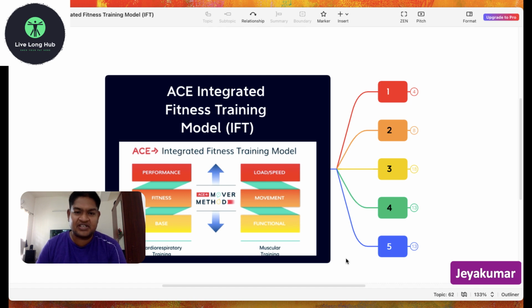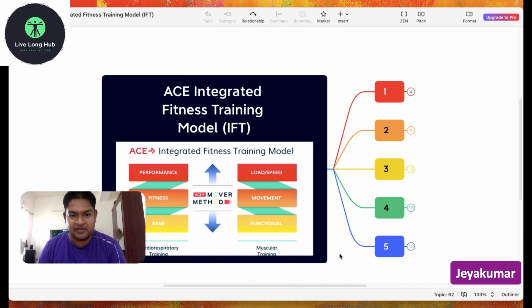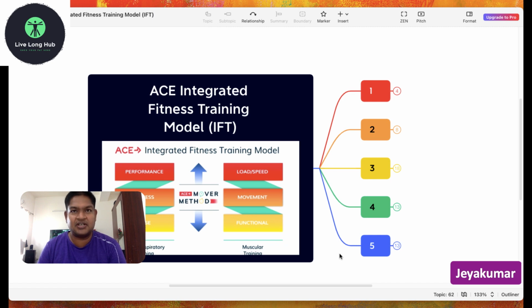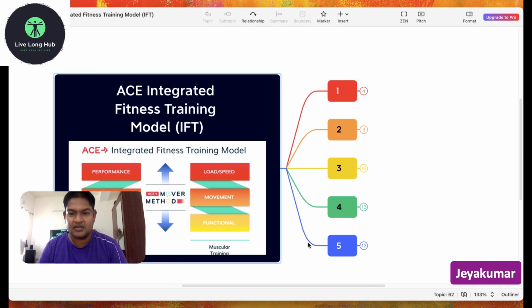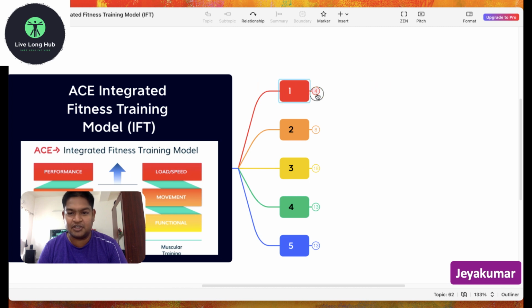So in this video, we are going to see why we need this model, what the different training parameters in it are, the two different components of the IFT model, and the benefit of this model. So you would understand why we are sweating in the gym, what parameters it is affecting, and how we are getting the benefit out of it. So let's deep dive into it.